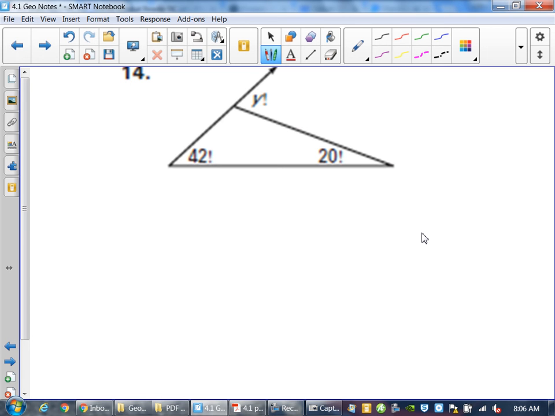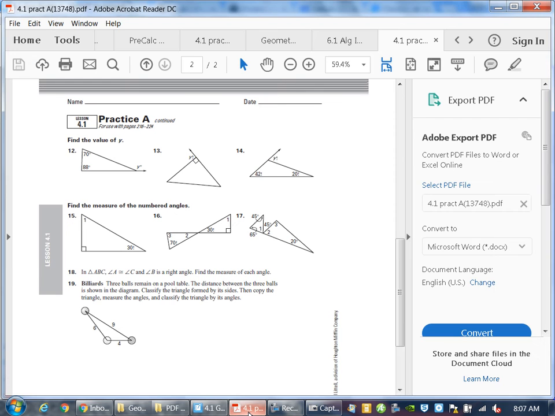Oh boy, what's Y? 62. And it's that quick. It's equal to the sum of the two angles it doesn't touch. Okay. It equals the sum of the two angles it doesn't touch. Let's see if I can make this more difficult.